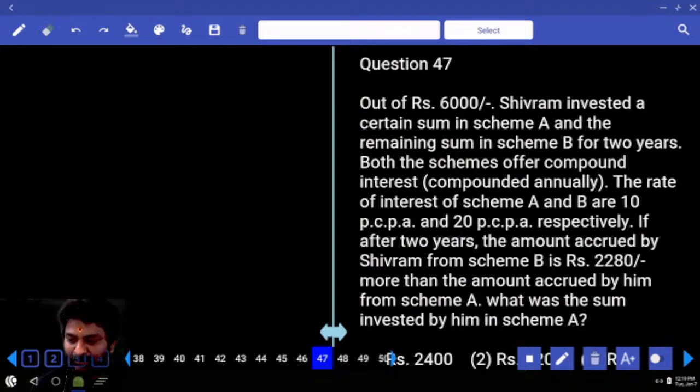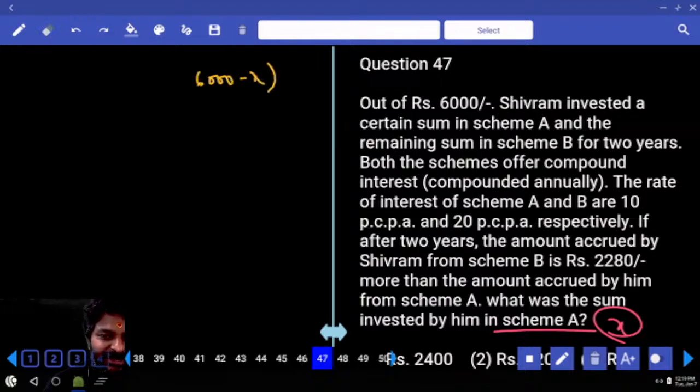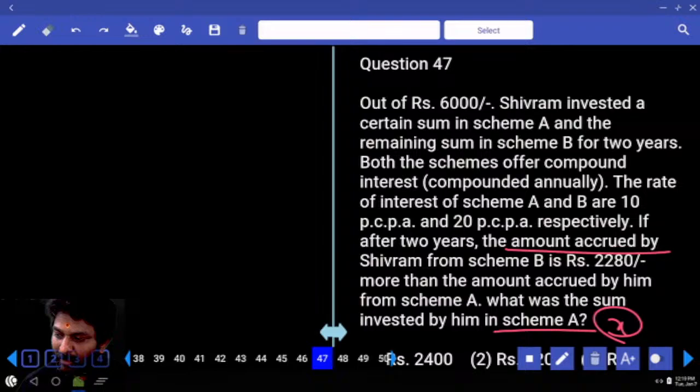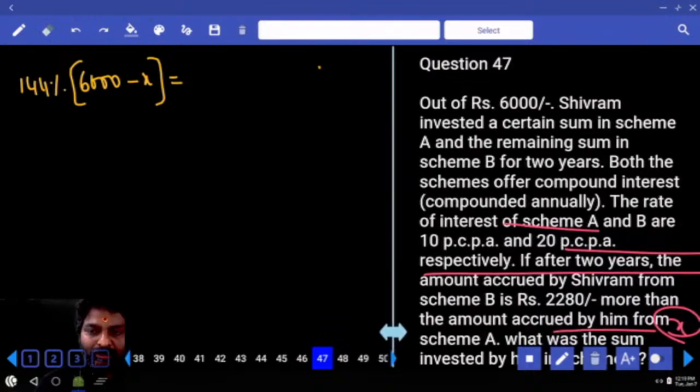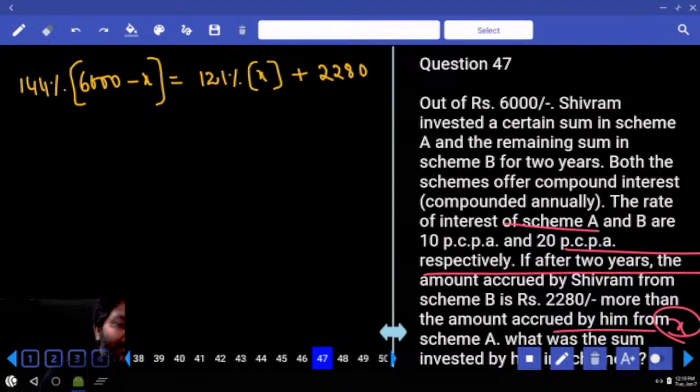Let's say x is the value: x rupees invested in A, 6,000 minus x invested in B. The amount accrued by Shivram from B is 2280 more than the amount accrued by him from A. So from B we will get 44% interest. The amount is 144 percentage of 6,000 minus x, which is equal to 2,280 more than the amount received from A, which is 121% of x.